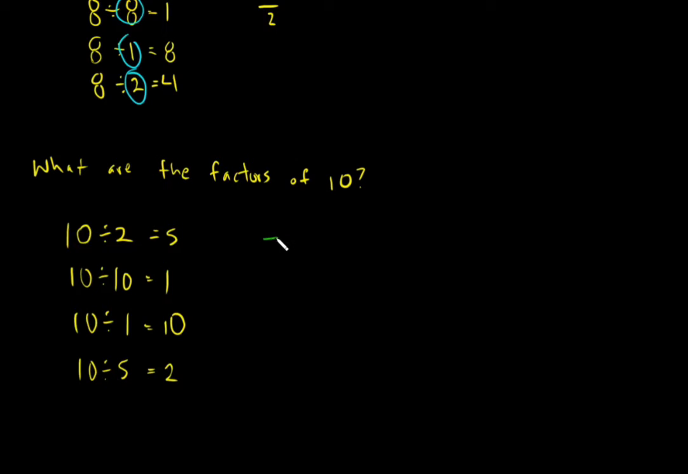So we can write a sentence: the factors of 10 are, again, I write them in ascending order from smallest to greatest, 1, 2, 5, and 10. Those are the factors of 10. There is an easier way to do this, but just keep in mind the definition of factors. They are numbers that you can divide by and you will get no remainder.